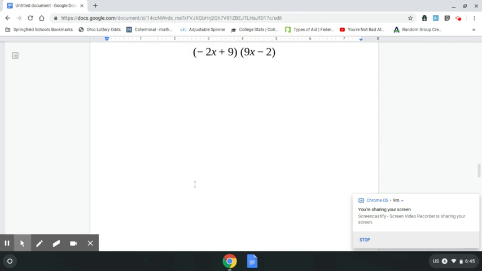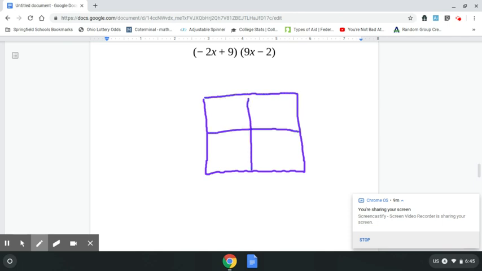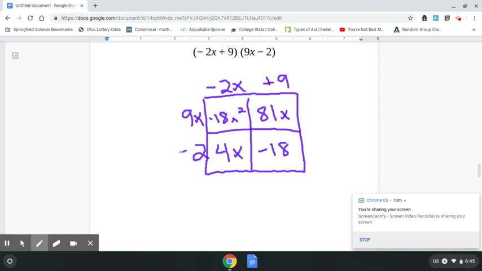All right, another one that cranks it up a notch here. Throw some negative signs at you just to kind of see how this works. So if I take my negative signs here, make sure that they go along with them when you write these inside the box. So I'm going to go negative 2x here, positive 9, 9x here, minus 2. I multiply by my columns and rows. I know 9 times negative 2 is negative 18. X times x is x squared. 9 times 9 is 81. x times nothing is x. Negative 2 times negative 2 is positive 4. Nothing times x is x. And negative 2 times 9 is negative 18.